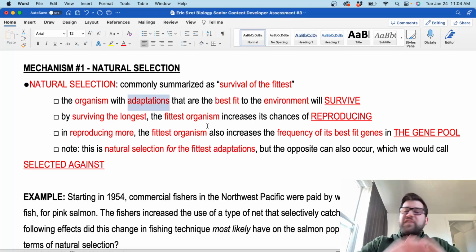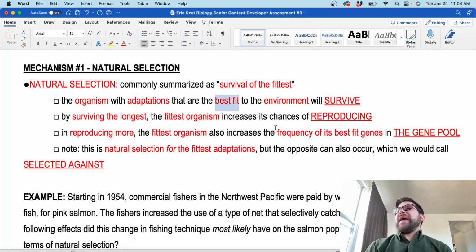Now, we're not talking about fitness. We're not actually talking about going to the gym and working on the cardio, or getting your bulk on and pumping some iron. We're not talking about fitness in that sense. In this case, when we talk about being fit, the best fit, evolutionarily fit, evolutionary fitness is a little different here.